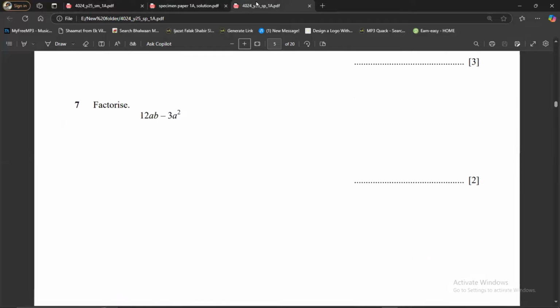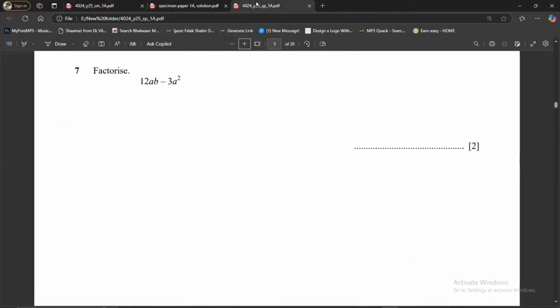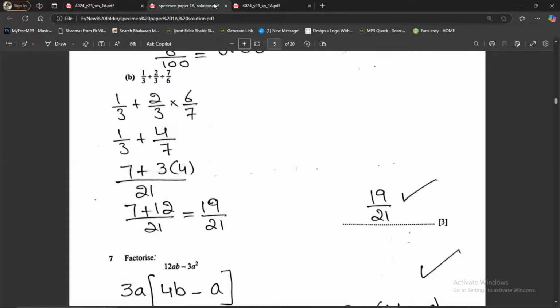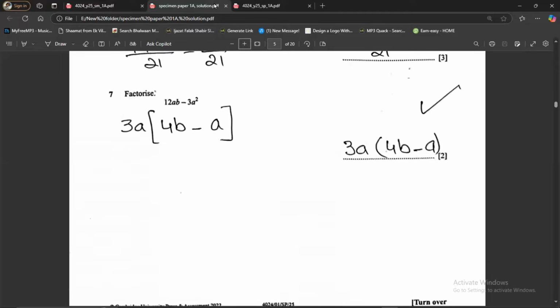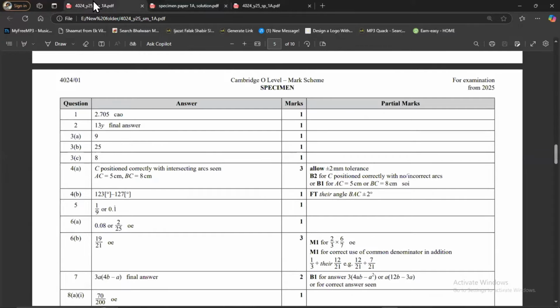Question number 7 coming up on your screen. He says factorize 12ab minus 3a squared. If you want to factorize, the first rule is take common if anything is common. You can see in both terms, the 3 is common, a is also common. So take it common. You will have 3a common, and 4b minus a in the bracket. So 3a bracket 4b minus a bracket close. This is how you factorize it.